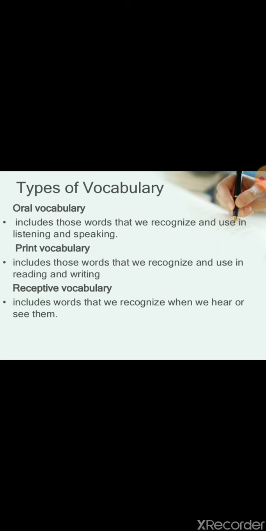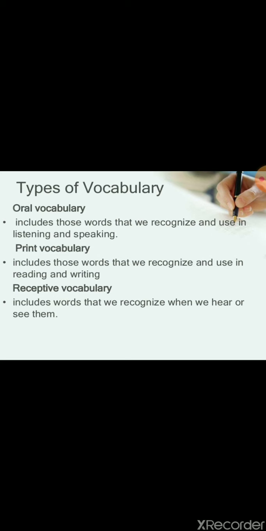So let us talk about the types of vocabulary. You need to pen down the things which I am telling you here. So don't forget, you need to pen down. Types of vocabulary here. Number 1, we have oral vocabulary. It includes those words that we recognize and use in listening and speaking mostly. Print vocabulary includes those words that we recognize and use in reading and writing.